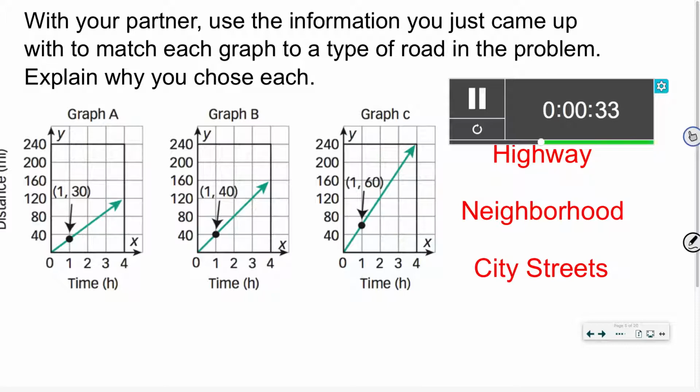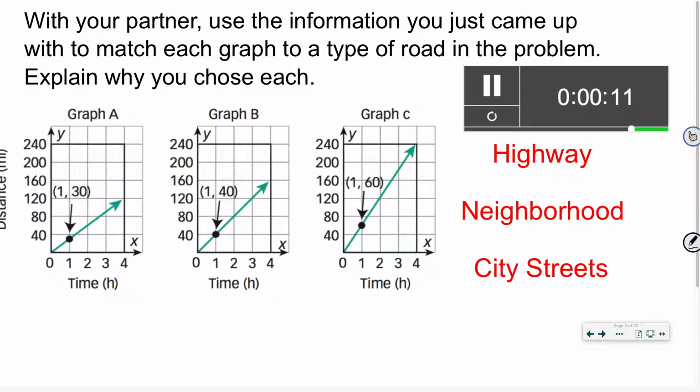Neighborhood, city, street. Wait, neighborhood. So city streets, neighborhood, and highway. Neighborhood. City. But in cities, you can go in mad. Wait, we didn't start. What do you mean you don't know?